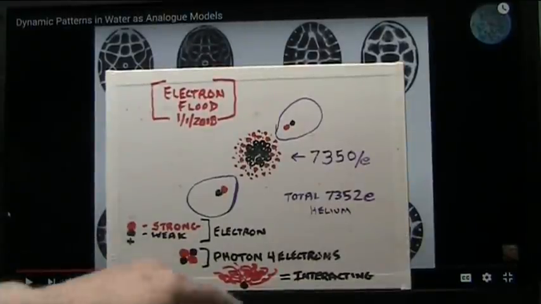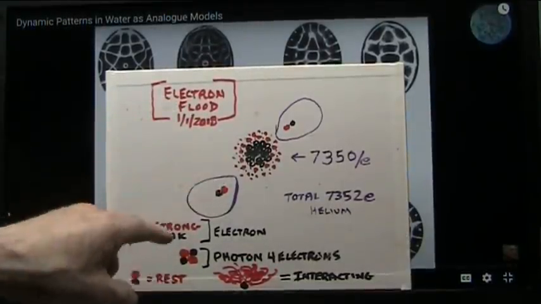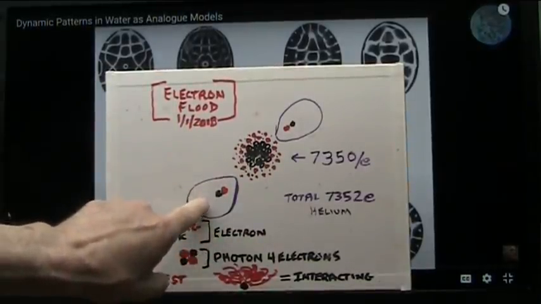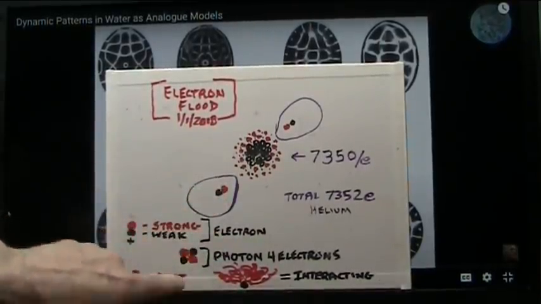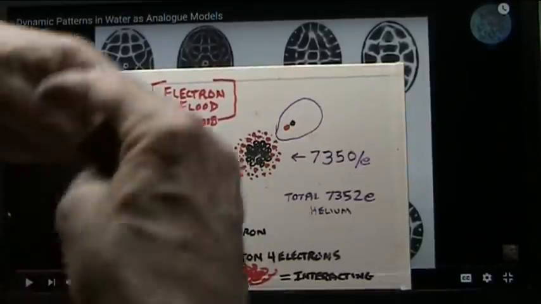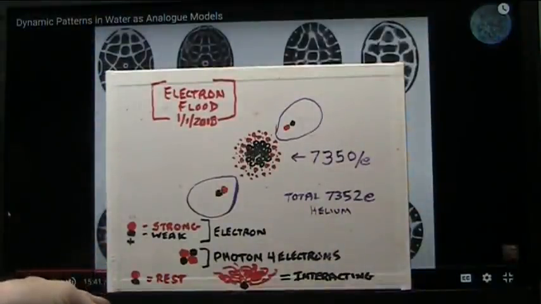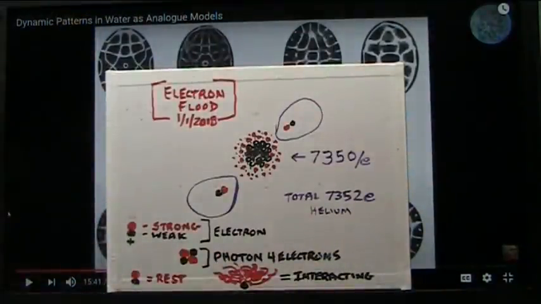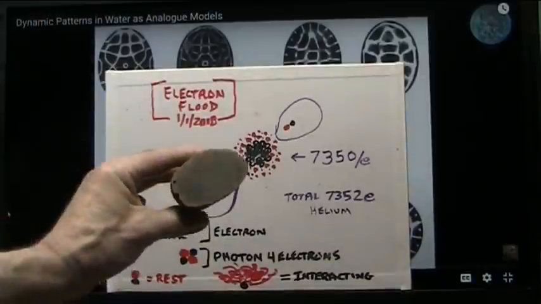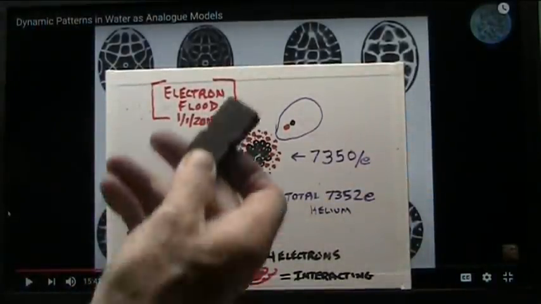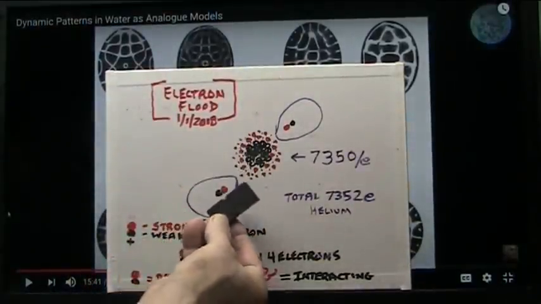Okay, I've shown this many times, but electron flood theory is my theory, and it says that every particle that exists is an electron. They build together to make photons, and then they build together to make atoms, and then they build together to make molecules, and then they build together to make chunks of things, rocks and chairs and everything else. And they have a positive and a negative end.